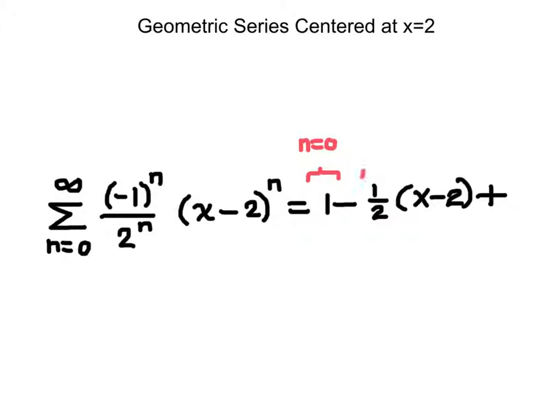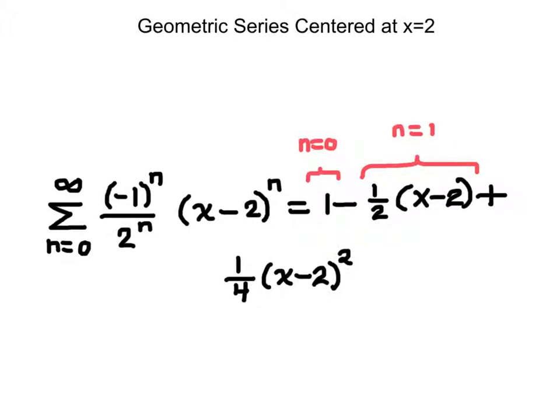And our next term, which is right here, is when n equals 1. And now we're going to have a term when n is equal to 2. When n equals 2, our (-1)^2 is a positive 1, and then 2 to the 2 is going to be 4. So we have 1/4 times (x - 2) squared.